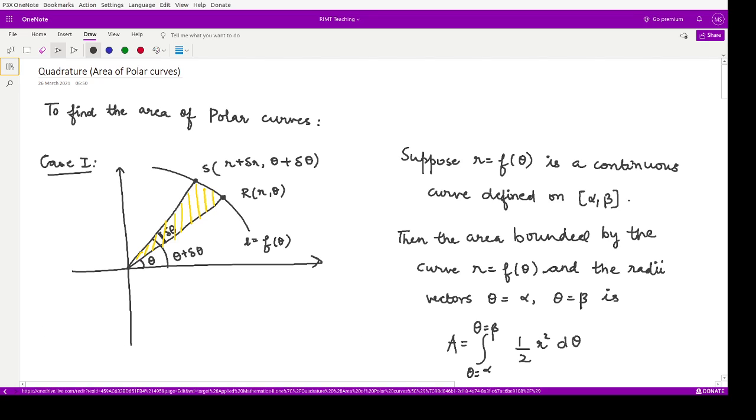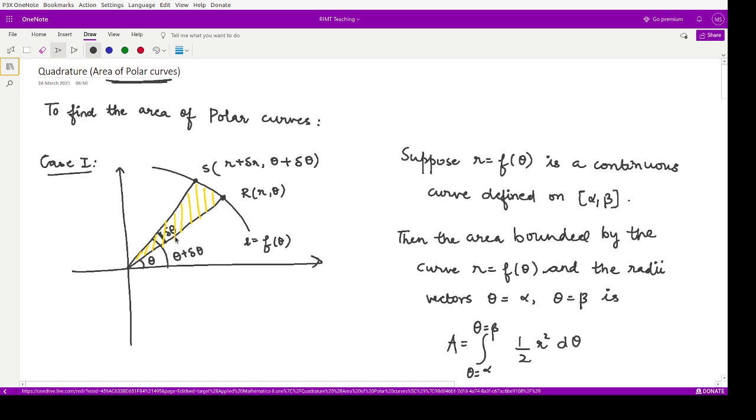Thus, to calculate the area of polar curves, we have two cases. One case is that whenever we are interested to calculate this yellow shaded portion, that means whenever your theta is changing and r is not changing. In that case, suppose this point has coordinates r and theta, and we have another point s having coordinates r plus delta r, theta plus delta theta.